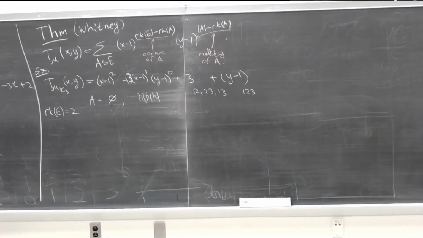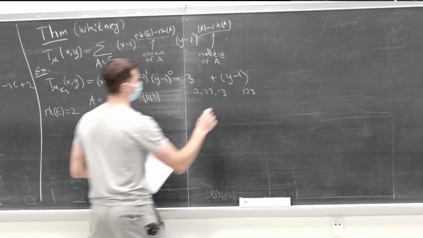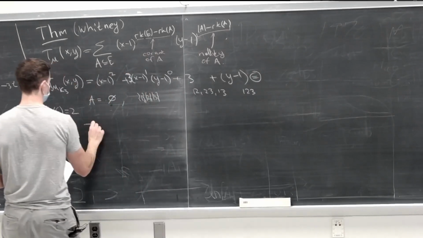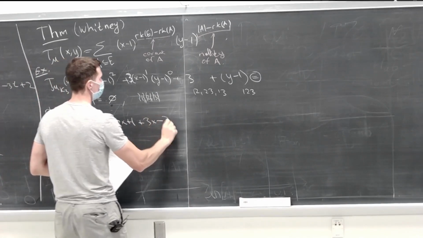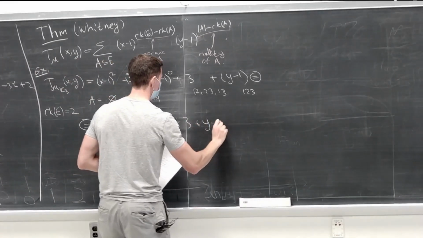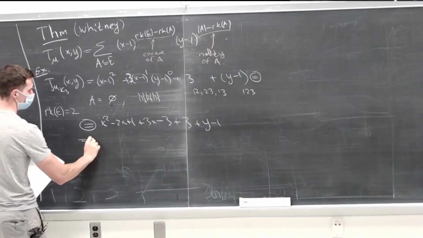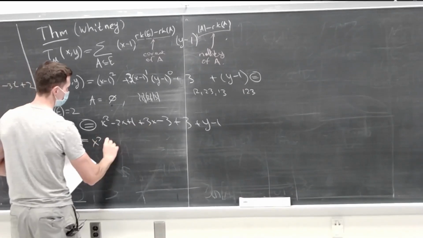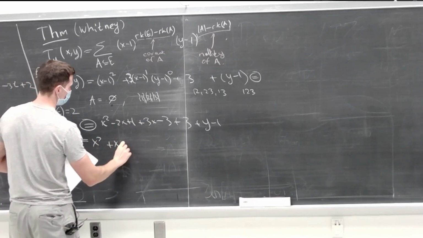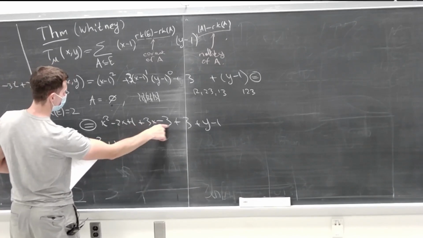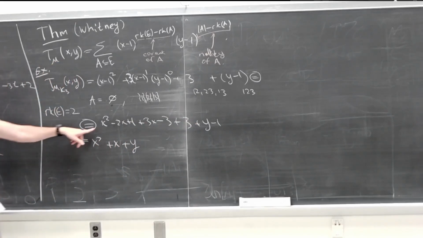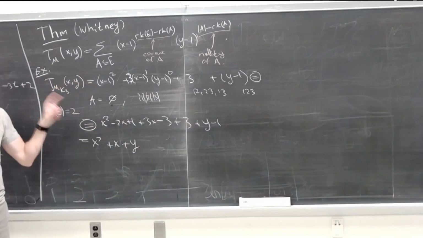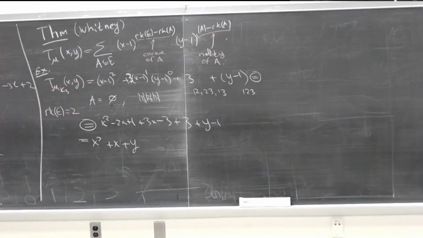Does it work or not? Let's see. X squared minus 2x plus 1, plus 3x minus 3, plus 3, plus y minus 1. And hopefully, this is x squared plus x, plus 1 minus 3, plus y. Notice that this formula gives you lots and lots of cancellation. But it is a formula.